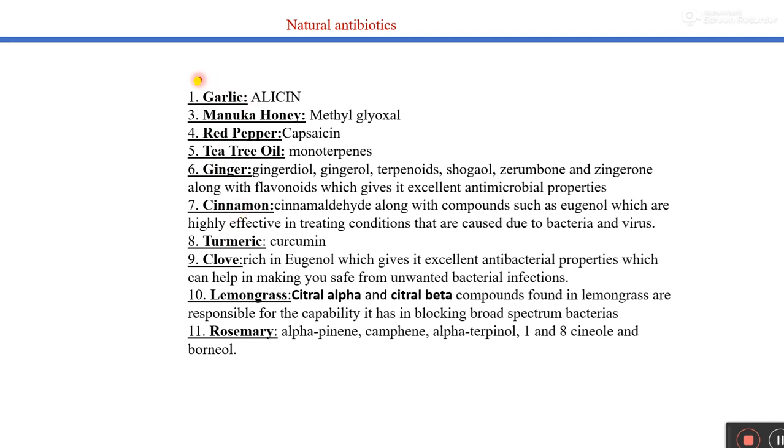Just keep in mind, just remember the names of these plants, and you will have to remember the product or component which is derived from these plants, which has antimicrobial activity.